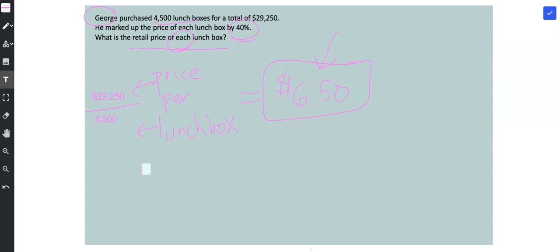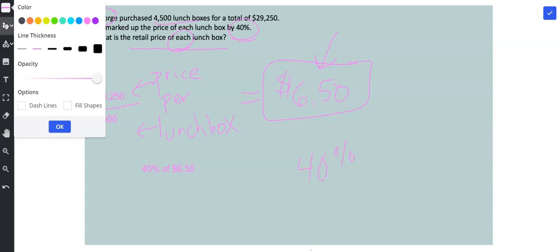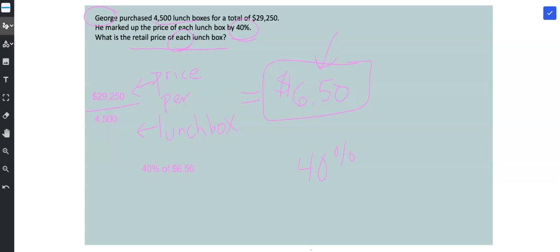So I'll go ahead and start typing. 40% of what? Well, 40% of the $6.50. Now I'll change 40% to a decimal. So I'm going to get rid of the percent sign. Remember, 40 is the same as 40.0. So the decimal is really here on the right side.